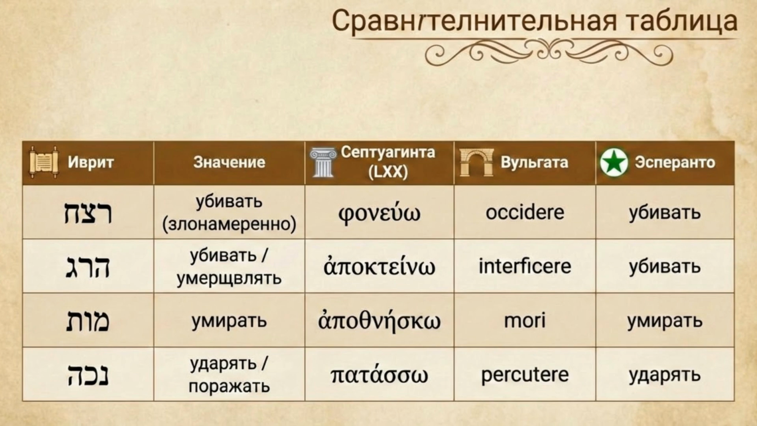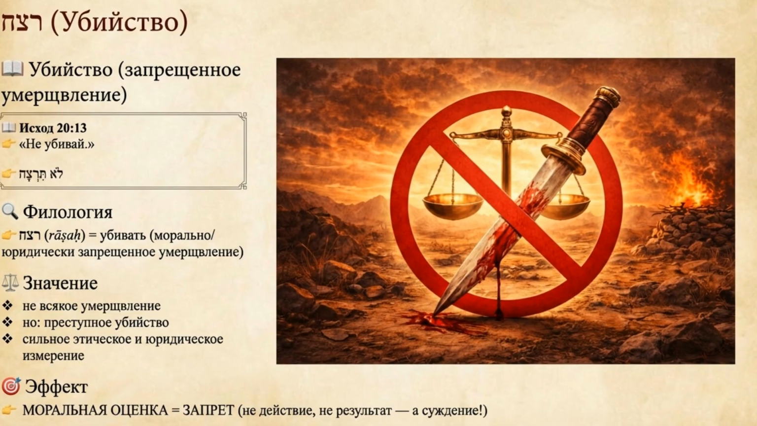This comparative table summarizes the roots. Ratzach means malicious killing, harag is general slaying, mut is to die, and naka is to strike. The verb ratzach is associated with prohibited slaying, emphasizing a strong ethical and legal dimension. It represents a moral prohibition, focusing on judgment rather than just the result.